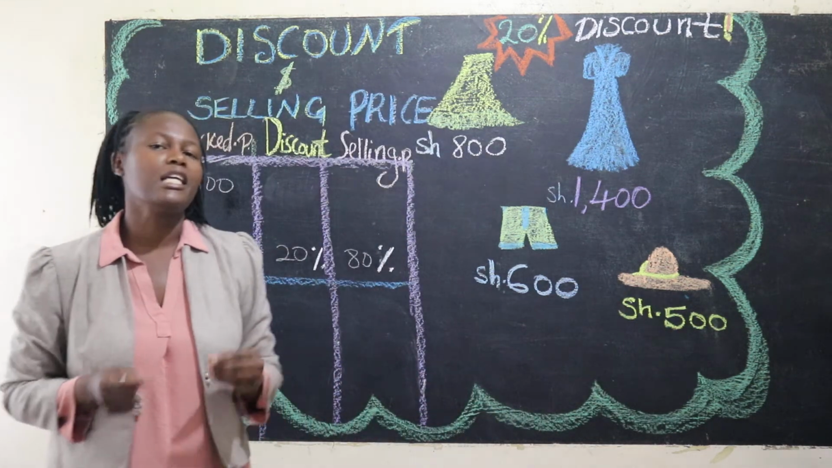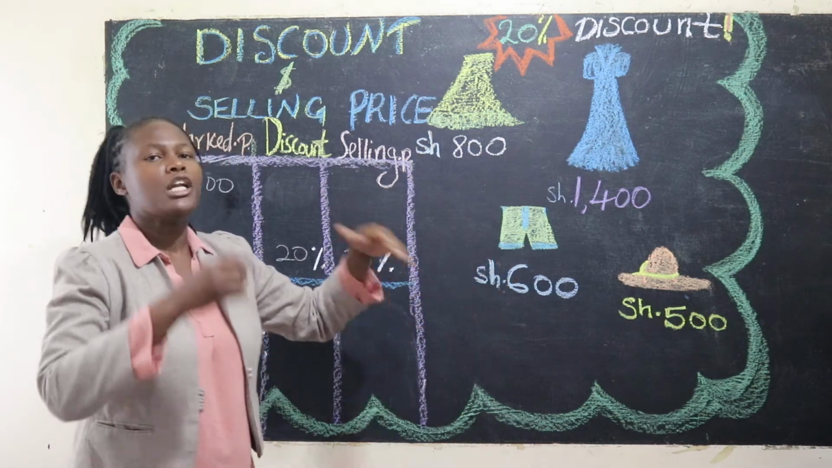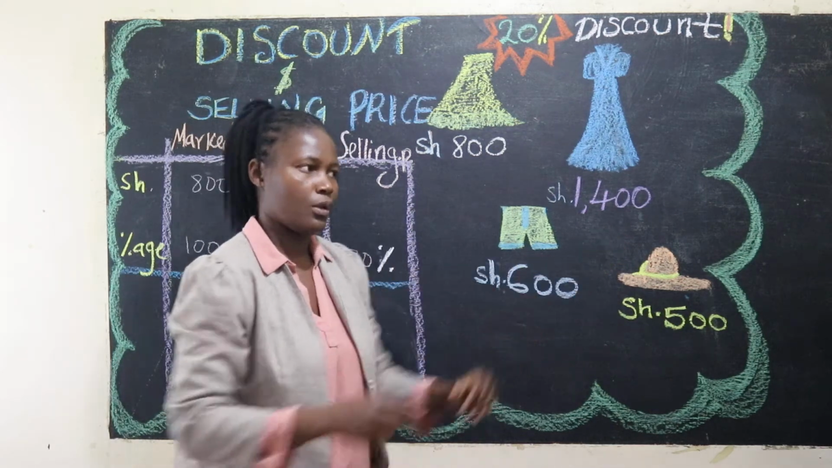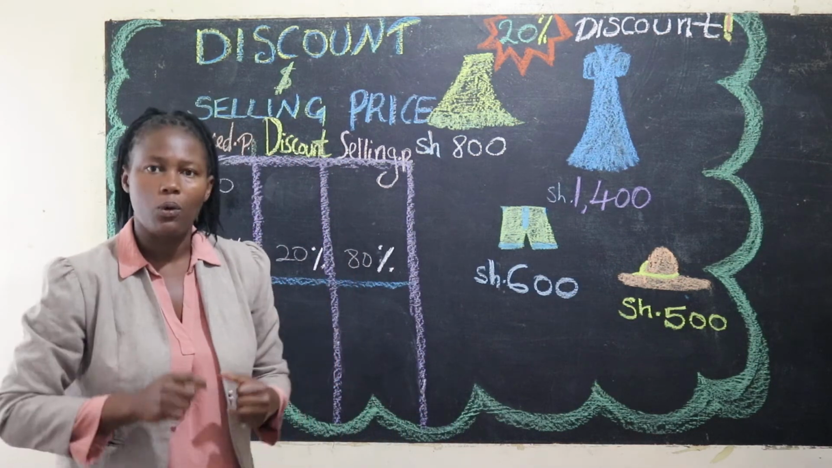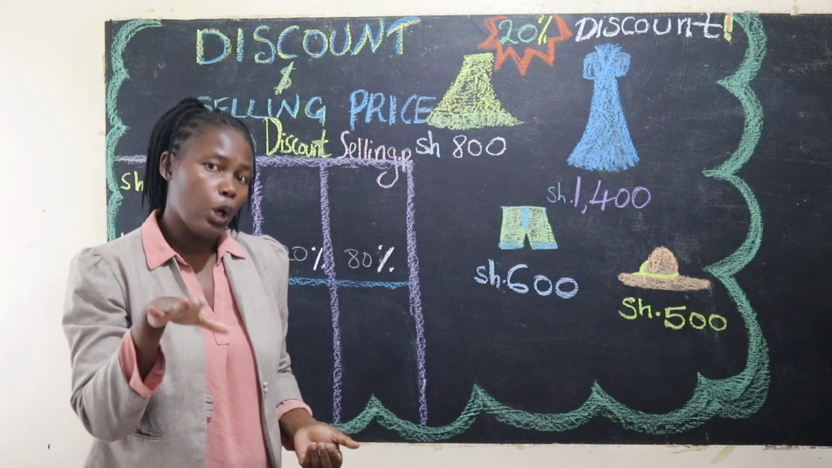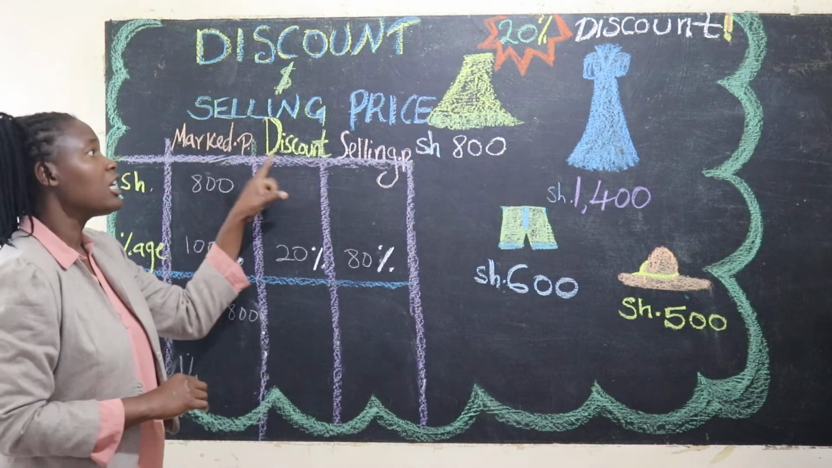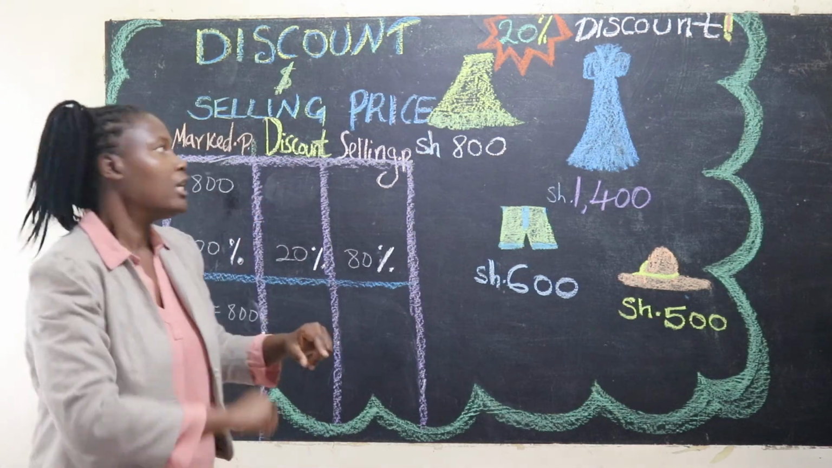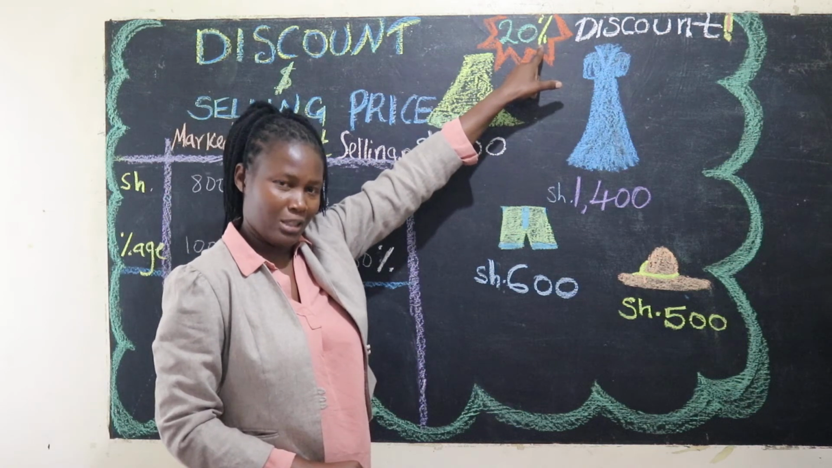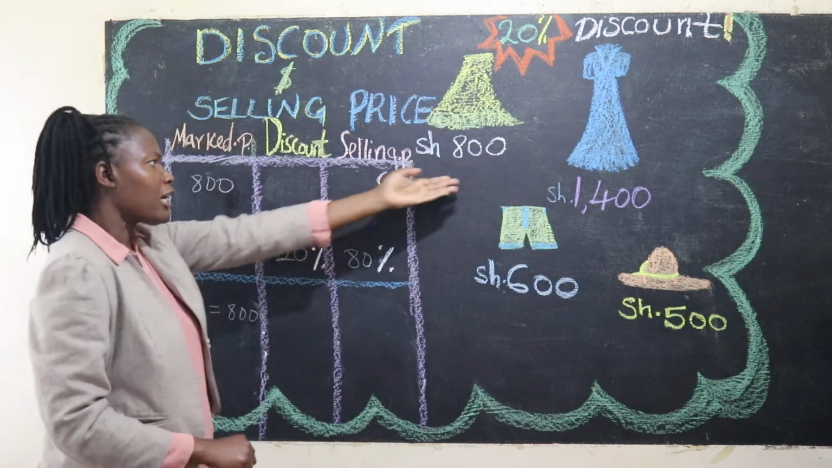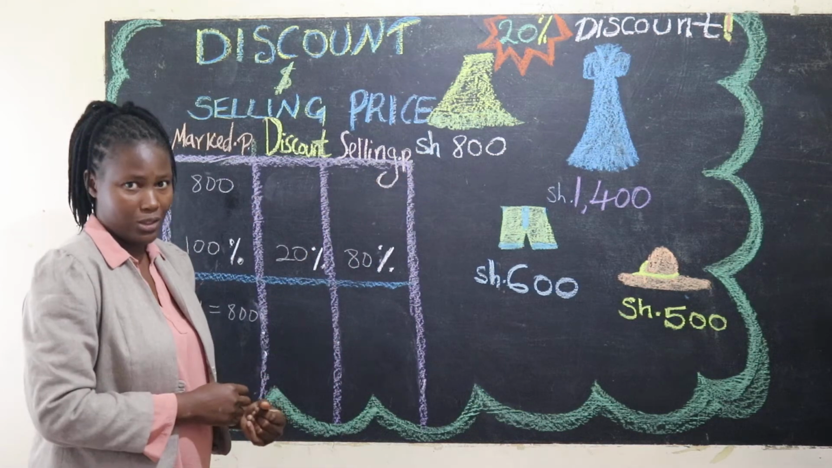But then he needs to bring new stock and all this old stock needs to go. But now he needs to attract customers. What does he do? He lowers the prices, and he does that by giving discount. And today he gives a discount of 20% to the customers. So if a customer wanted to buy one skirt, how much would that cost?